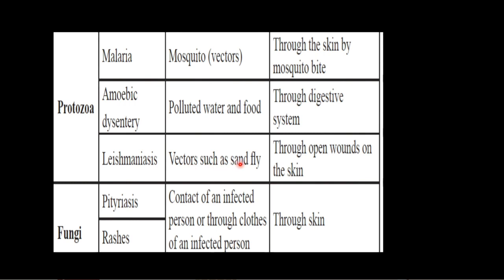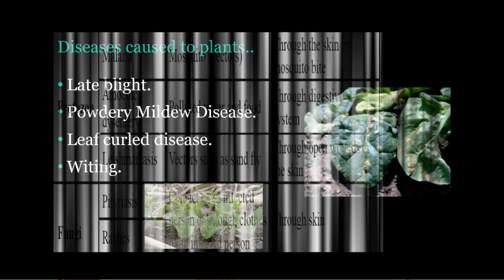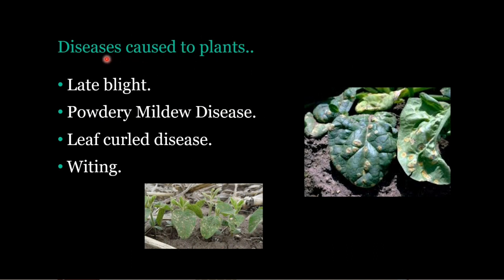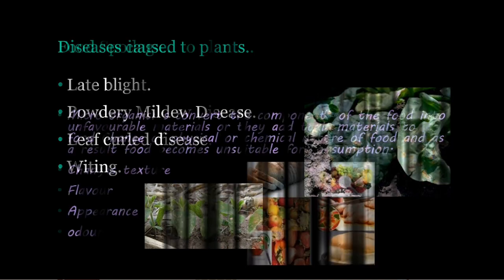Leishmaniasis, vectors such as sandfly. It is spread through open wounds on skin. And when talking about fungi, it is pityriasis and rashes. Pityriasis spreads by contact with an infected person or through clothes of an infected person. It is spread through skin, and it is equal to rashes as well. So diseases caused to plants: leaf blight, powdery mildew disease, leaf curl disease, and whiting. So you can see here there are some diseases caused to plants.